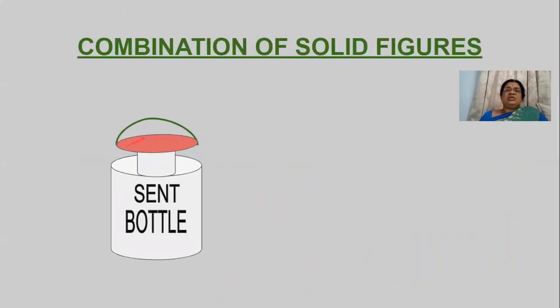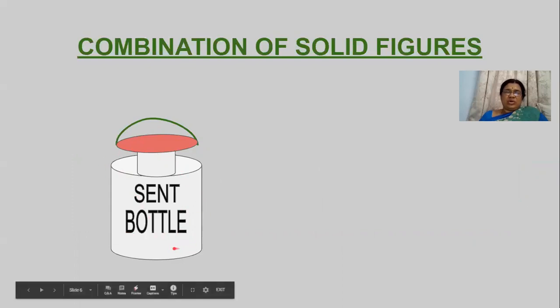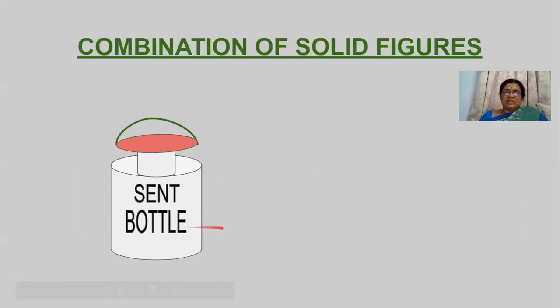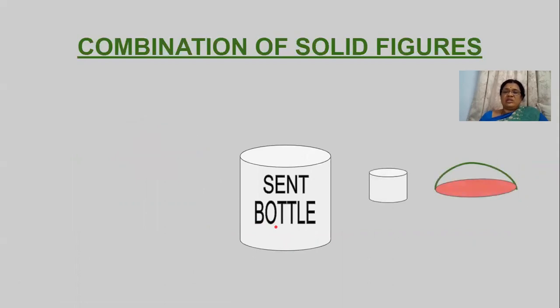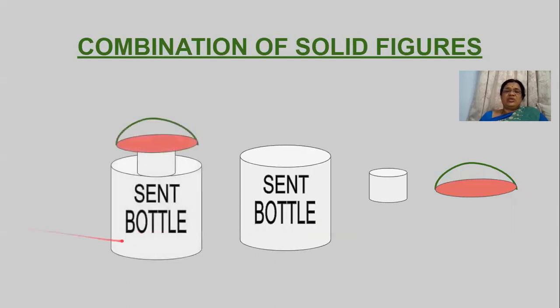See one more example. What is there in this object? One cylinder is there. This is a scent bottle, isn't it? In this scent bottle, one cylinder is there, one more cylinder is there, and one hemisphere is there. To find the surface area of this scent bottle, you have to find separately the curved surface area of this cylinder, the curved surface area of this other cylinder, and the curved surface area of this hemisphere. Then the sum of these three gives the total surface area of this scent bottle.